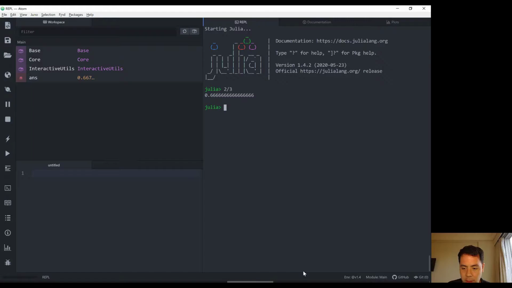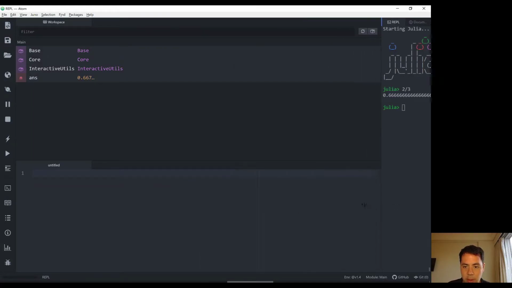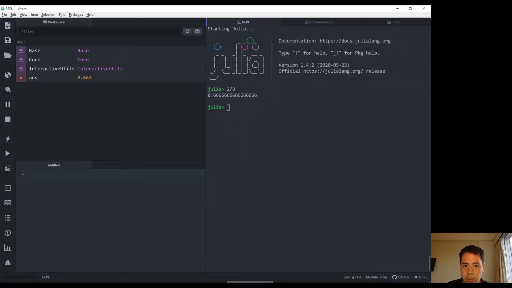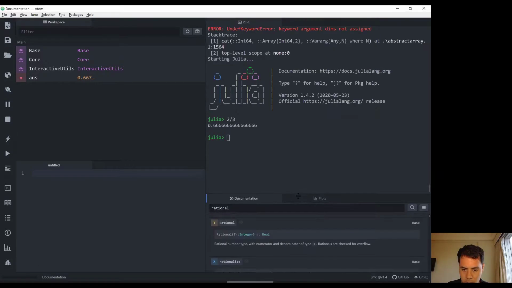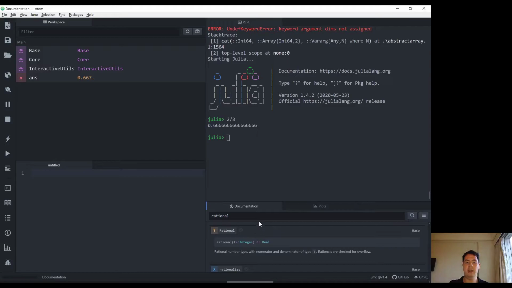I'm actually going to just see if I can pop this up. Just give me 1 second. Oh, that's handy. So what I'm talking about with fractions is this rational that I've ended up searching for. I didn't realize the documentation was down there. But okay, so back to our Julia prompt.